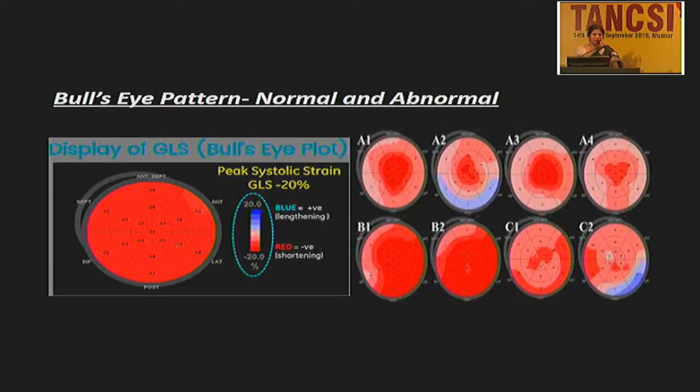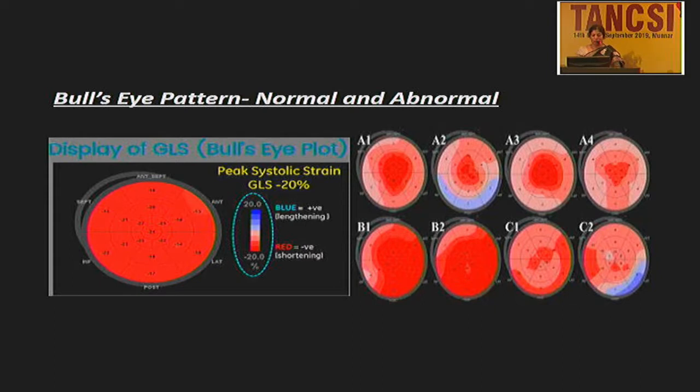This is again a schematic representation of what we see as the bullseye view. So what we have is a 17-segment regional representation of the myocardium as advised by the ASC. And when there is a normal shortening of the myocardium, you will see a red color. But this color is not precise in meaning; different machines can have different color coding. So when the shortening is abnormal, or when there is an abnormal lengthening, the color changes from red to blue, and the values increase from a negative value to a positive value.